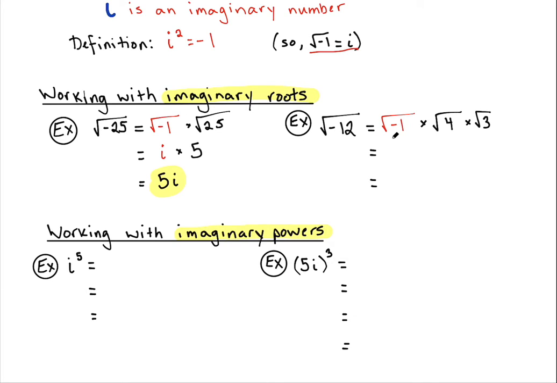And now I'm going to simplify. The square root of -1 becomes i. The square root of 4 becomes 2. And the square root of 3 cannot be simplified. And if I want to write this in the correct order, I'm going to write this as 2i. So again, my coefficient comes first, and my radical comes last. So 2i times the square root of 3. That is the square root of -12.